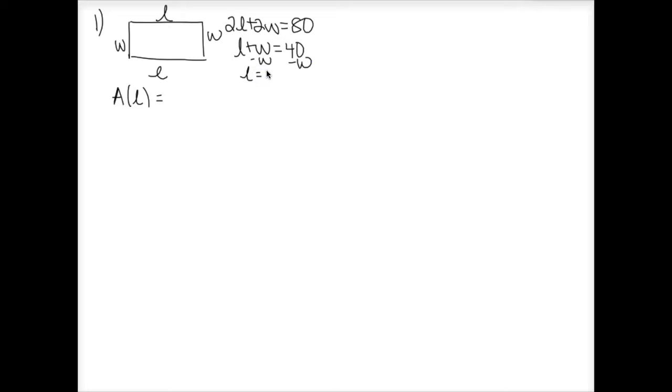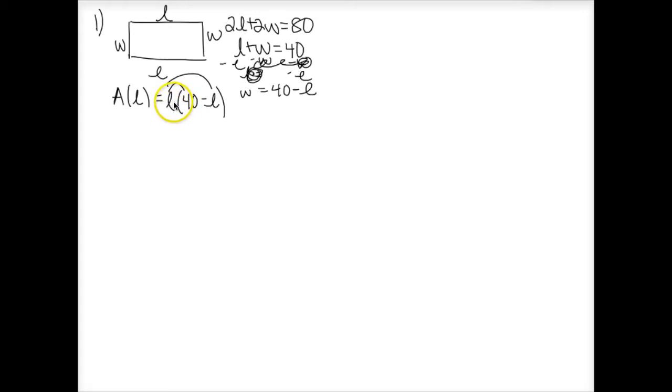Oops, I just did that the wrong way, goofy me, minus L. So W equals 40 minus L. That means the width is 40 minus L, the length is L, so L times 40 minus L is how I got my answer. Now on the answer sheet I listed it in standard form because I wanted it that way in order to graph it, so I distributed and put it in standard form. But here in number one, it didn't say it had to be in standard form, so if you left it like this, that is perfectly okay.